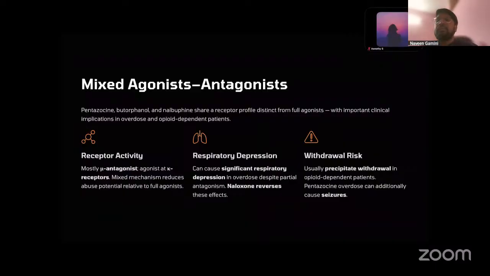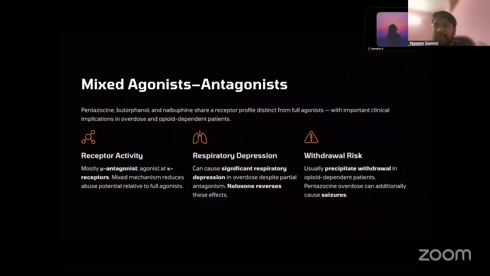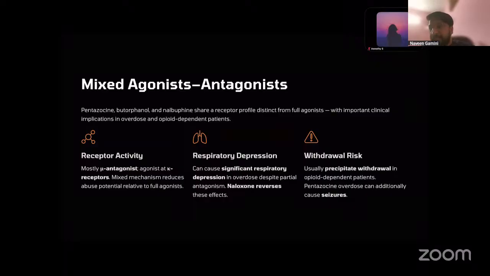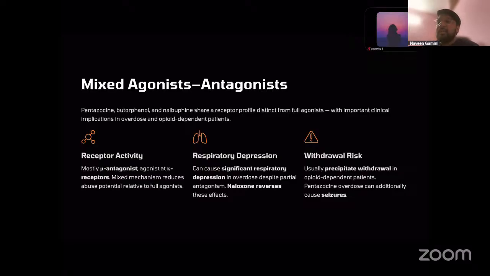Next, a few words about mixed agonists and antagonists. Pentazocine, butorphanol, and nalbuphine are in this category of drugs. These have receptor activity as antagonists at the mu receptor and agonists at kappa receptors. These also can cause significant respiratory depression and overdose. Naloxone will reverse all these effects. There's a withdrawal risk with these mixed agonist-antagonists. They usually precipitate withdrawal in opioid-dependent patients. And one important point about pentazocine, its overdose can additionally cause seizures.